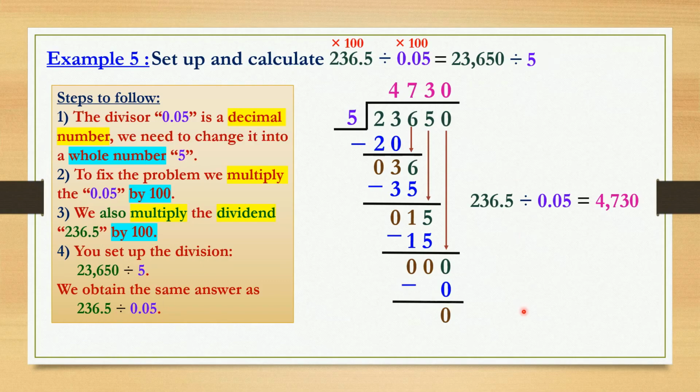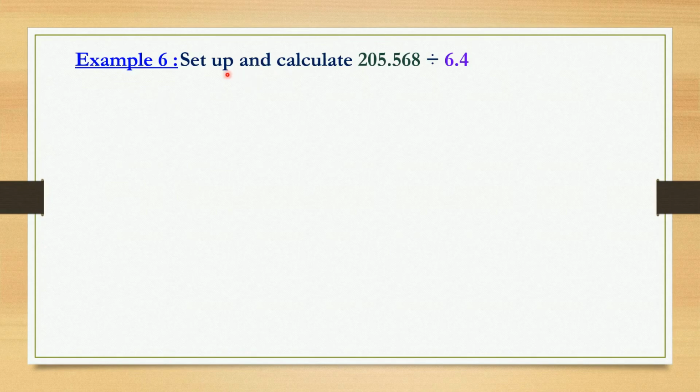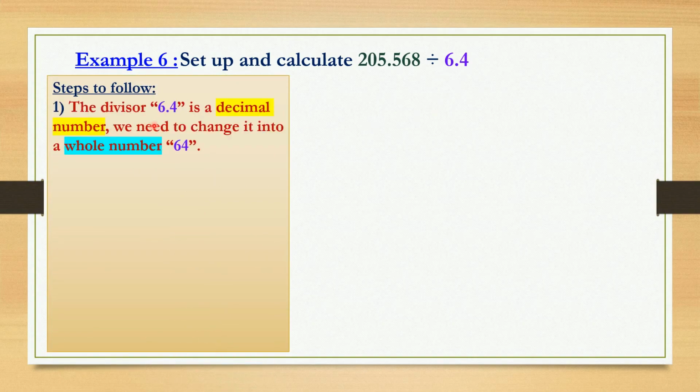So be careful. Last example, example 6. Set up and calculate 205.568 divided by 6.4. So here we have the same problem. The divisor is a decimal number. Steps to follow: the divisor 6.4 is a decimal number. We need to change it into a whole number, 64. So to fix the problem, we multiply 6.4 by 10.